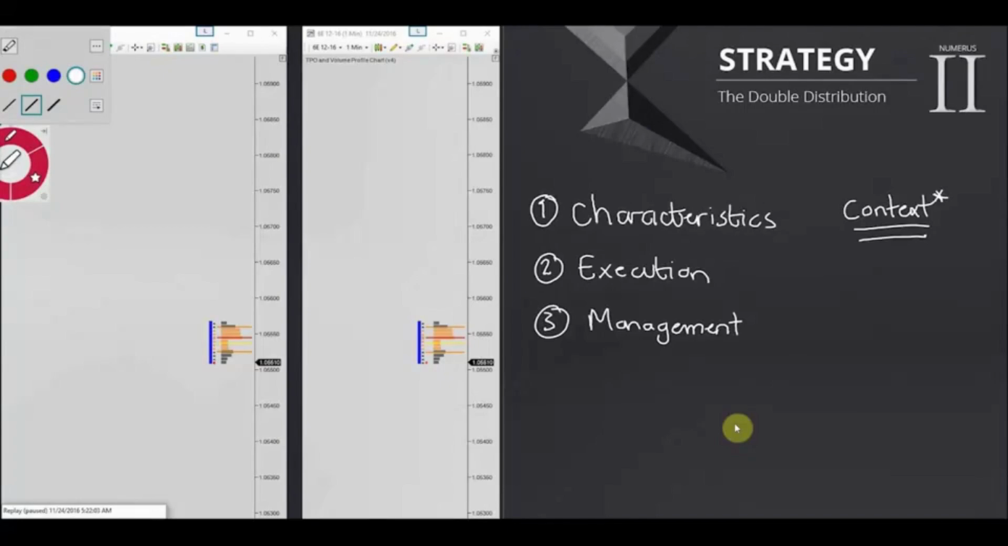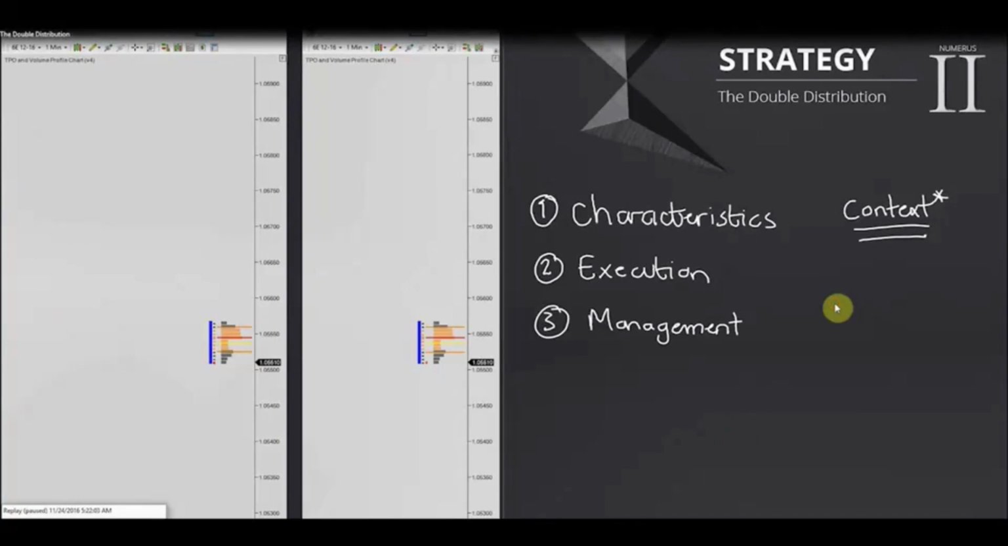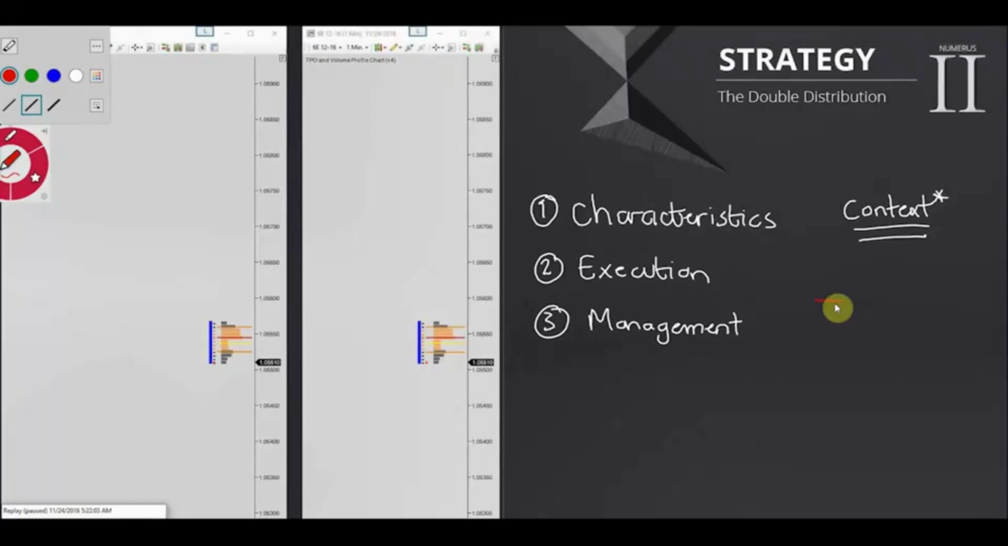Now, what I want to talk about in terms of the context, very simply, is that bear in mind we do have the 3 types of double distribution strategies you can find. So the first and foremost was when we spoke about a double distribution that occurs over a number of days. Now, this is the example we're going to talk about in this euro-dollar example, but this is the first example we spoke about as we went through the double distribution strategy.